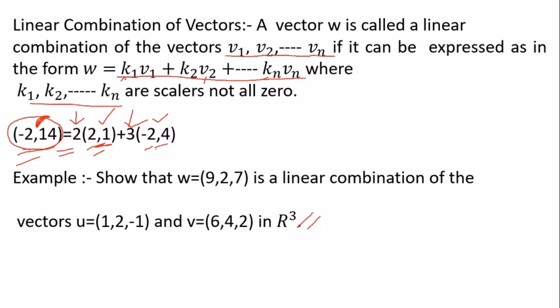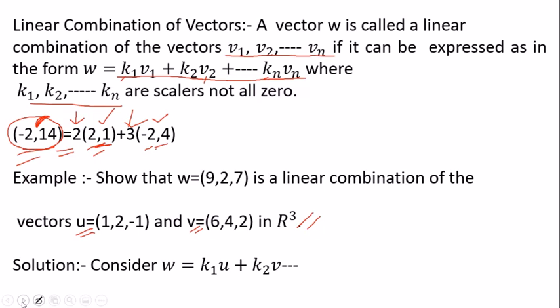Now here in the definition we have written k1 v1 plus k2 v2, but in the examination, suppose they ask u and v instead of v1 and v2. So our definition becomes k1 u plus k2 v. So how to write the solution? Let us consider W is equal to k1 u plus k2 v. This is our equation number 1.